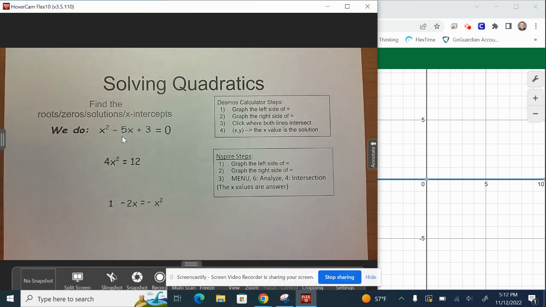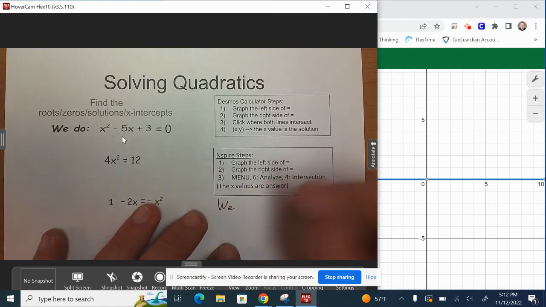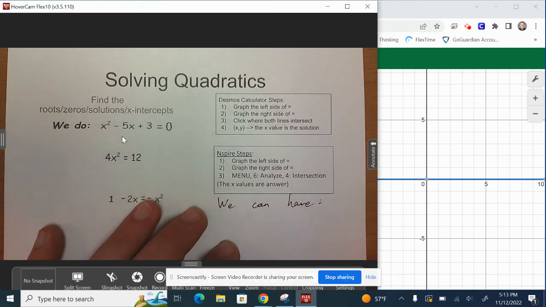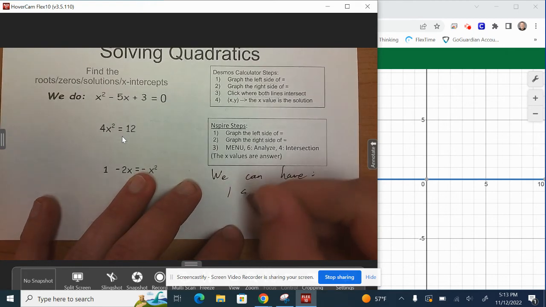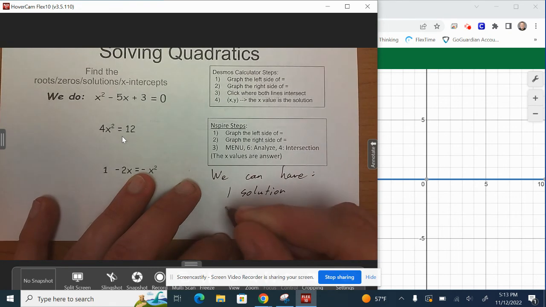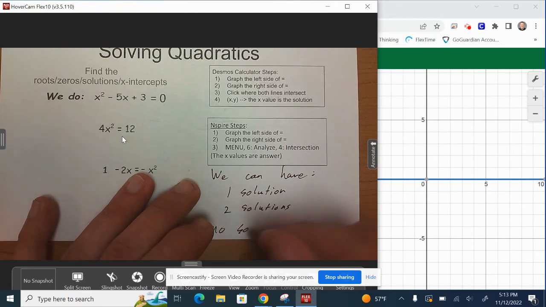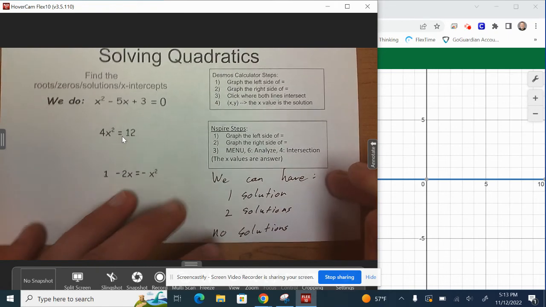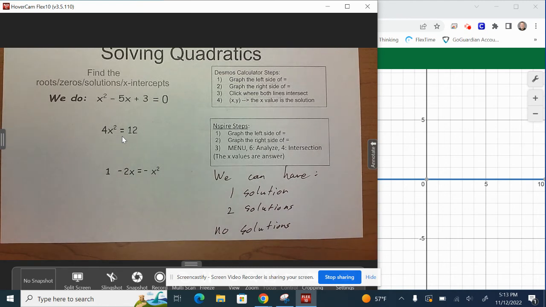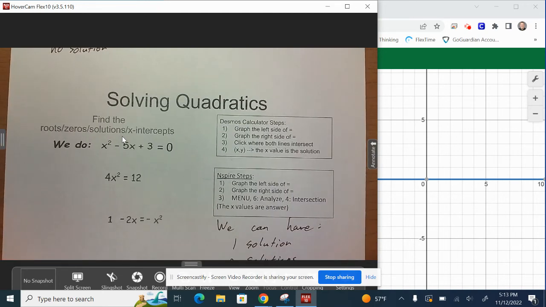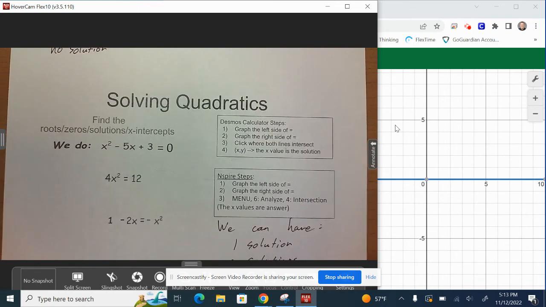When we're solving quadratics, it's the same exact strategy, but I want you to write it down. We can have, then put a colon like that right there. We can have one solution. We can have two solutions. Or we can have no solutions. These are the three scenarios. These are the three things that could happen. We could have one, we could have two, or we could have none. It just depends how many times the lines cross. So we're going to knock these three out real quick, and then we're going to get you going on your assignment for the rest of the day, all right?